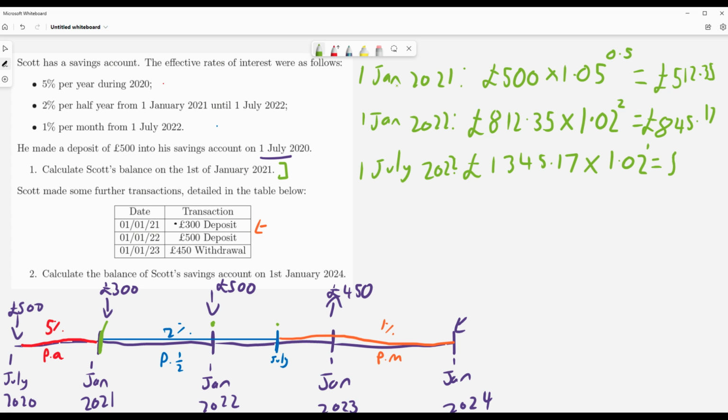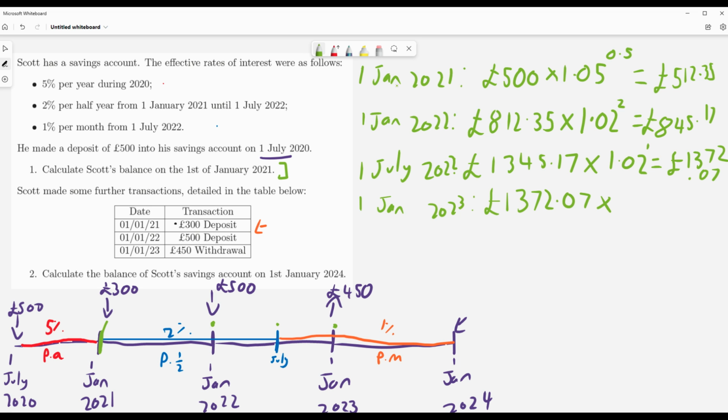Okay, and that's going to be £1,372.07. So all we're doing is just working down our timeline. I'm now going to be interested in this period of time from the 1st of July to the 1st of January 2023. Notice that no money's coming in or out, so I'm not going to change this. This is still going to be £1,372.07.